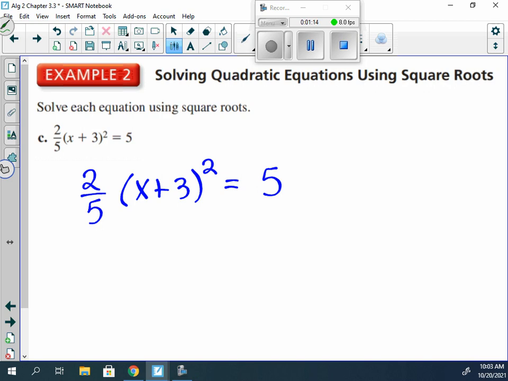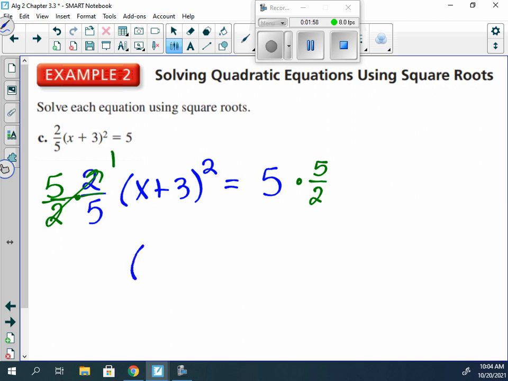Well, we need to remove the 2/5. We need to get it away from the parentheses. So we can divide both sides by 2/5 or multiply both sides by 5/2. Because we can multiply it by its reciprocal. Because over here, the 5/2 times 2/5, well, on top I have 5 times 2, on bottom I have 2 times 5. Well, that's just going to be 10 over 10, which just simplifies to 1. Anything divided by itself is 1, so it's gone.